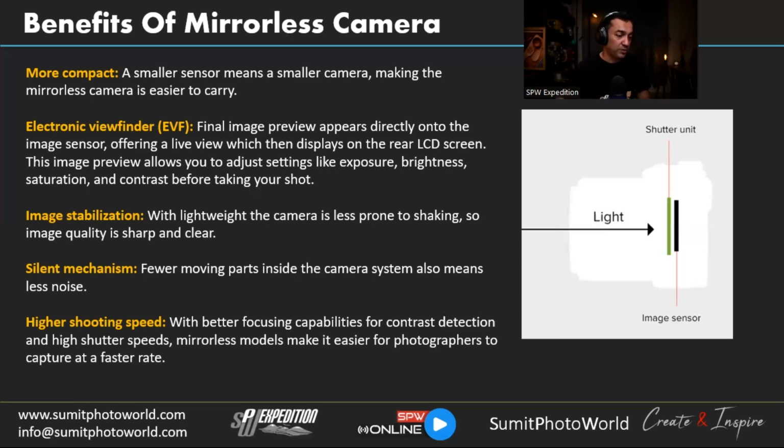Higher shooting speed. With better focusing capabilities for contrast detection and high shutter speeds, mirrorless models make it easier for photographers to capture at a faster rate. It's a combination of both, a mechanism that controls direction with high shutter speed. It's very easy, and it has really improved the burst mode, the capability of capturing images in bursts. It's really improved in mirrorless cameras.